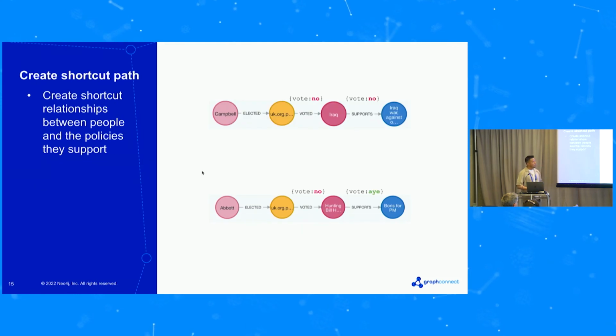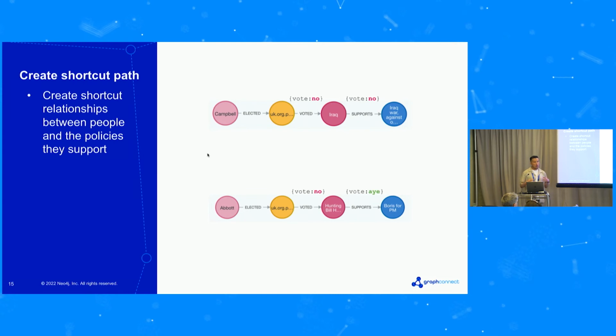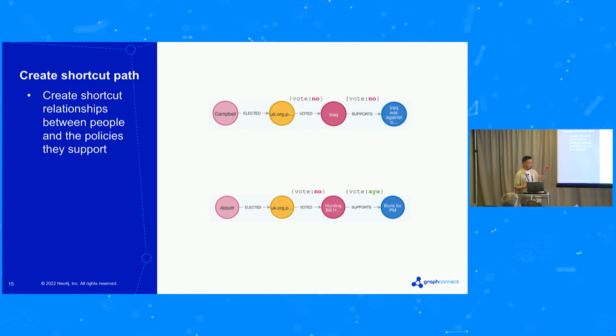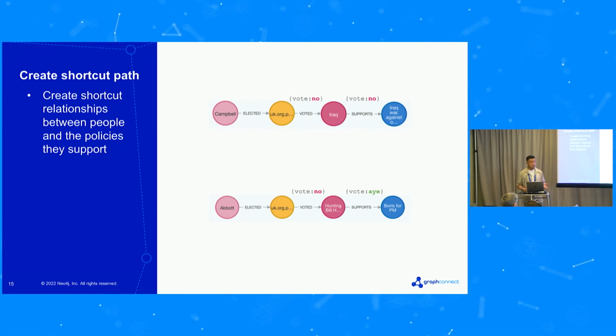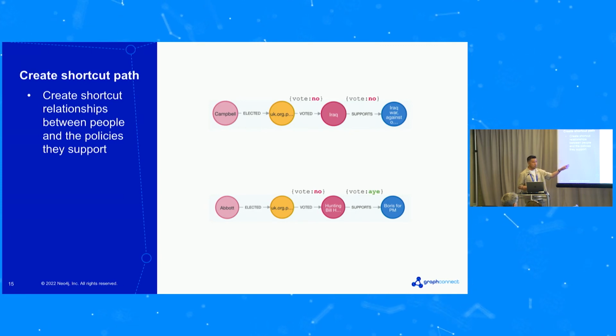So we query for these two examples, and they are quite informative to show how people express their political positions with the policy. But obviously, this is not intuitive because the value was embedded inside of the property.